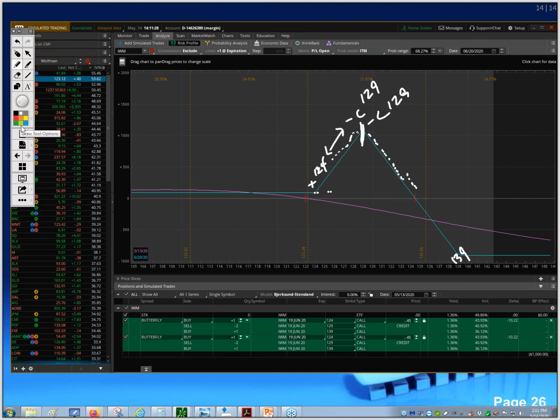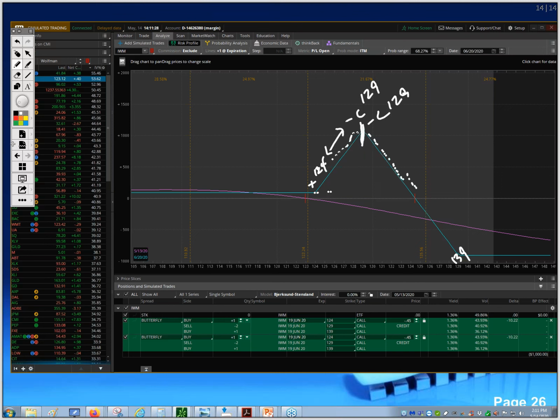Is that more of a 1/3/2 ratio butterfly? No, it's... I haven't looked at the margin requirements on that. It probably has a little bit more margin requirement on it because you're adding another short call spread in it. I'd have to look at it though.